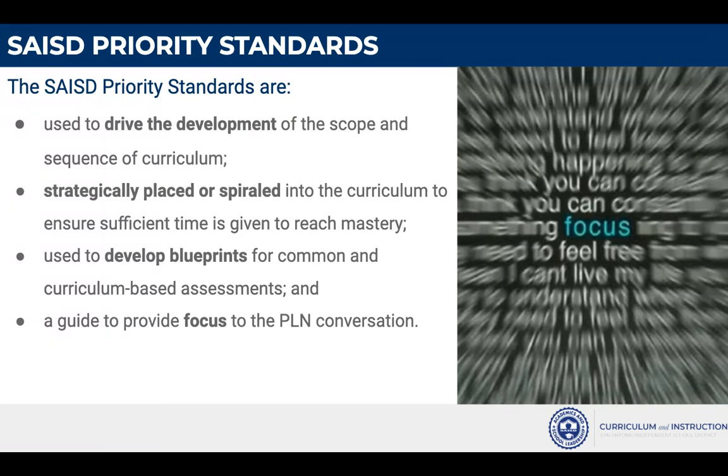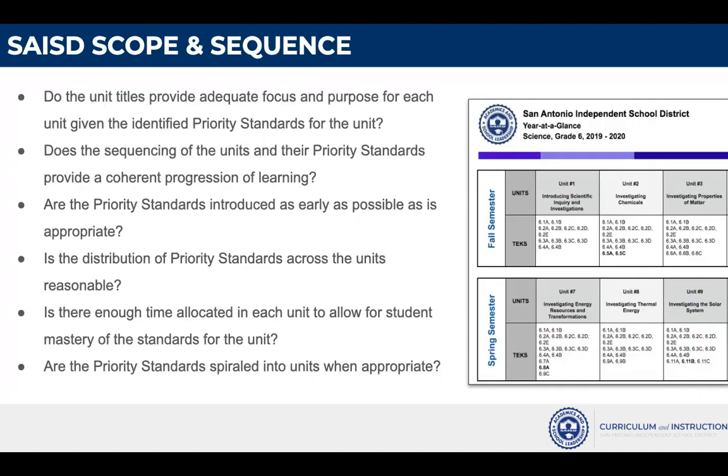Our priority standards are used to drive the development of the scope and sequence of each curriculum for every course. They are strategically placed and spiraled so that students have the opportunity to learn each of these standards very deeply. We use our priority standards to guide our development of blueprints for common assessments and to help focus that professional learning network conversation. Once we have our priority standards, we then organize them into a scope and sequence.